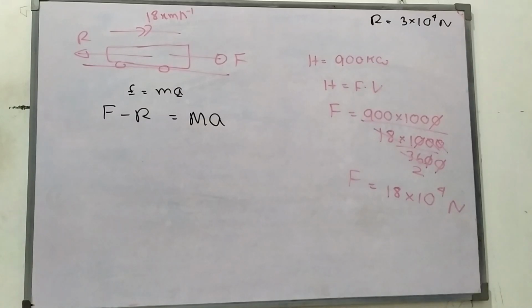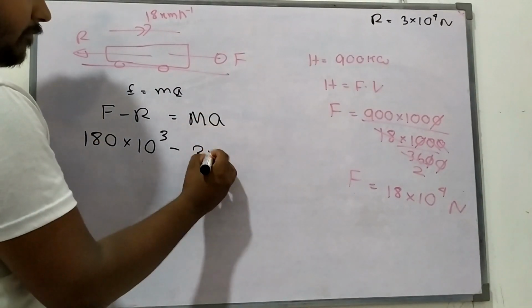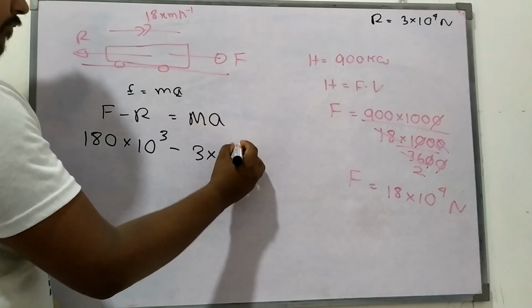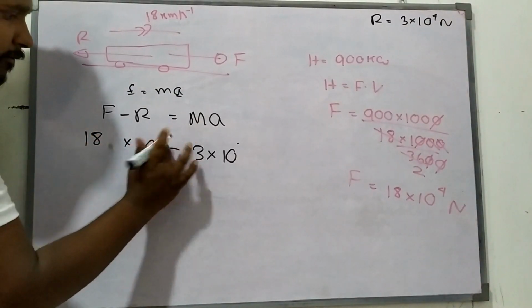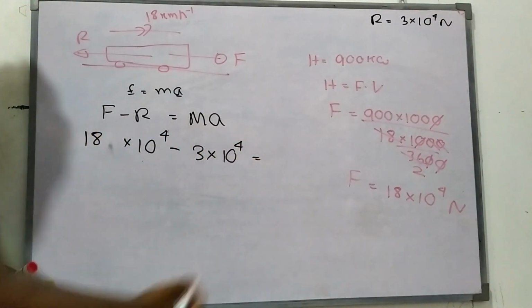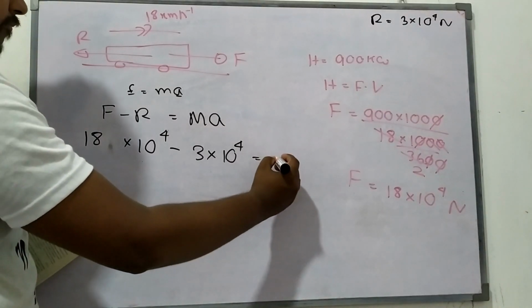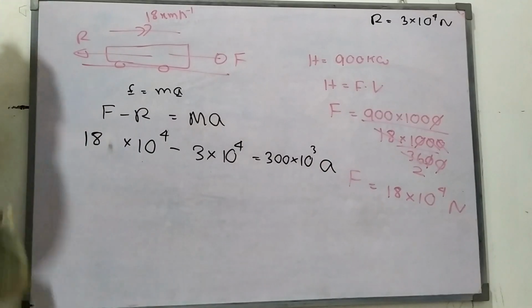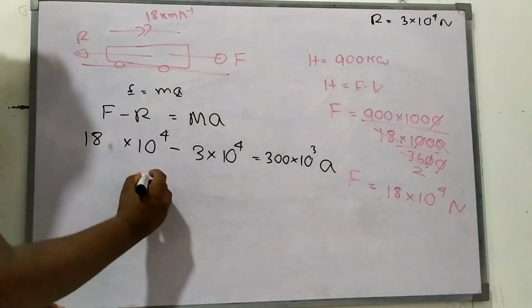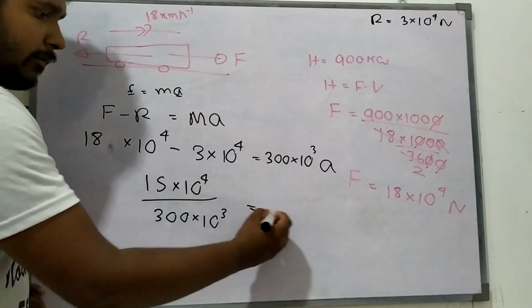Right, so the F means 18 and 3, and that's 3, 4, right? So 18 and 4 equals the M, which means 300 metric ton times A. 15 10 4, 300 10 3 equals A.